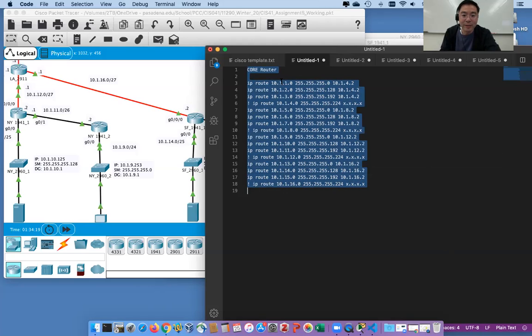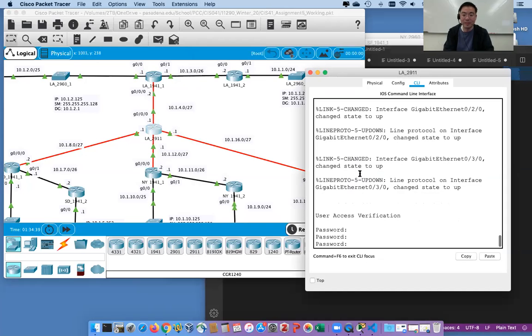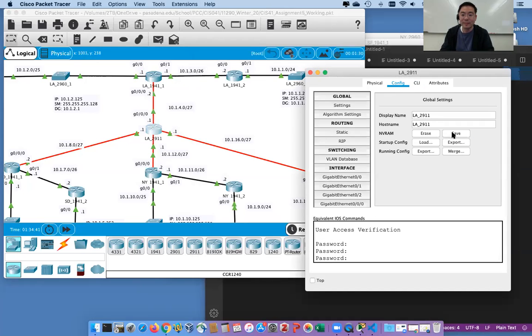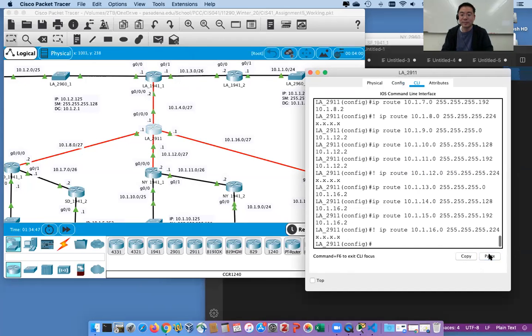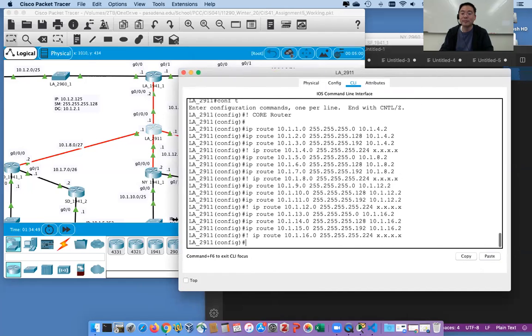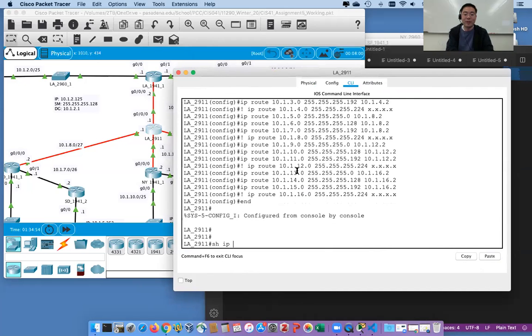Okay, and then we already got the ones for 1, 2, and 3. It's going to be via 10.1.4.2. Okay, right, so here's our core router. So we can just drop it in. Right? So now, show IP route.